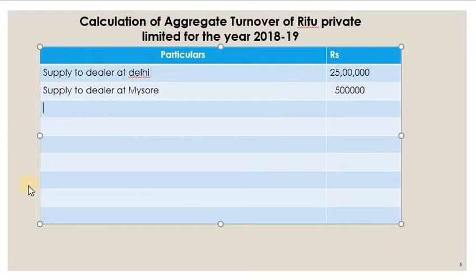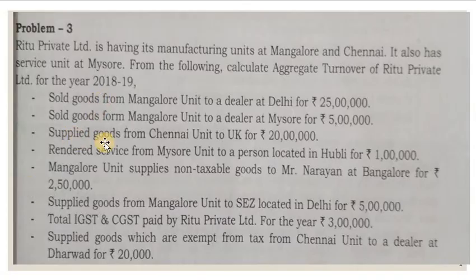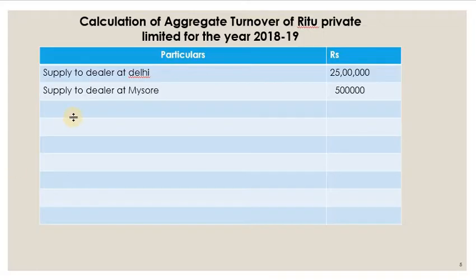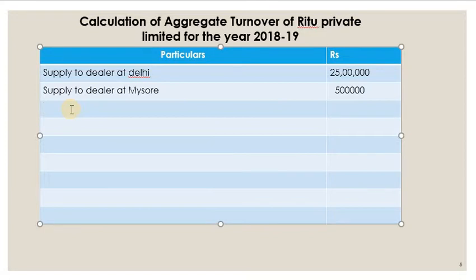Then let's go to the third one. What is the third one? Supply goods from Chennai unit to UK. Chennai to UK means it is an export sale. That is also included in aggregate turnover. Even though it is zero rated, it should also be included in aggregate turnover. So export supply to UK. How much is the value? It is 20 lakh.